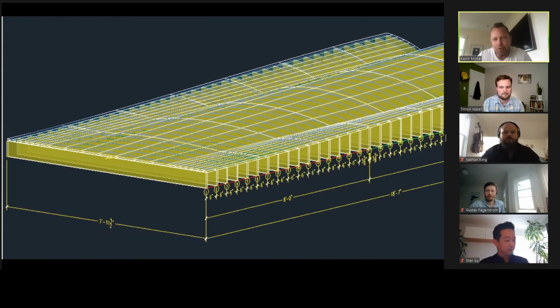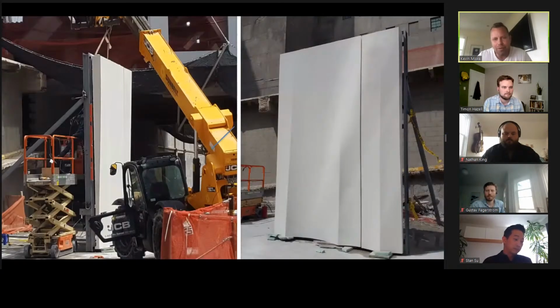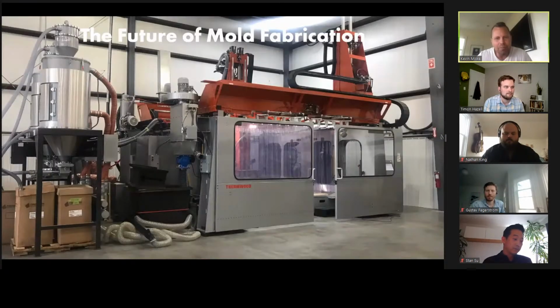So the way that we build these molds today is that we make gussets and we do bendable plywood with resin on it, and it's low tech and it's error prone. Here's one of our panels, but the future, where we need to get to, is through additive manufacturing.